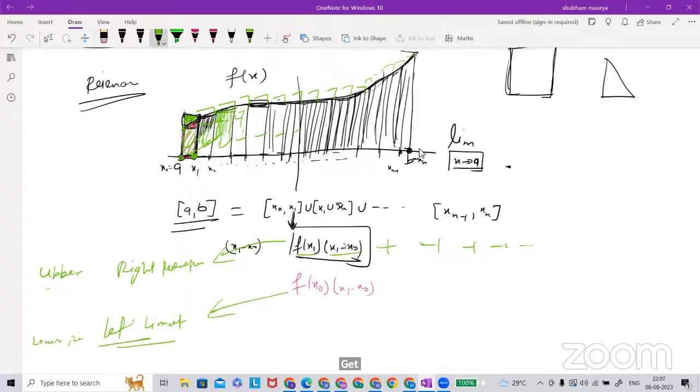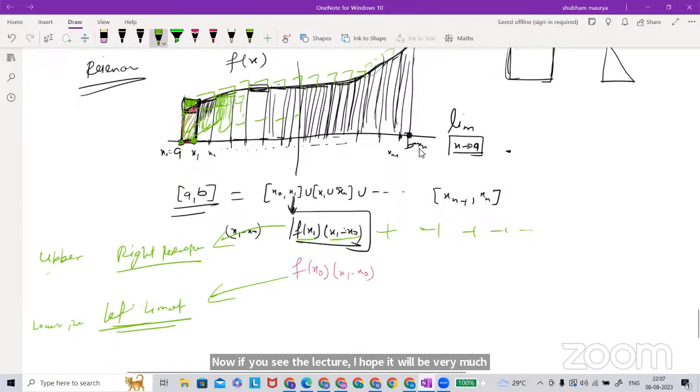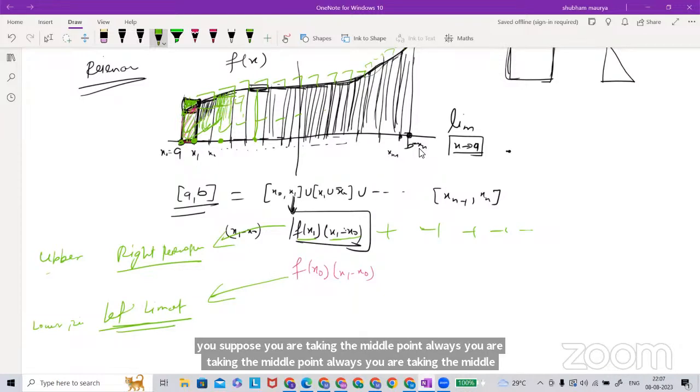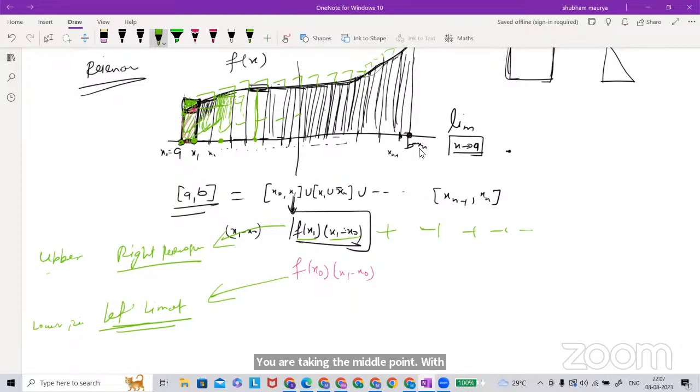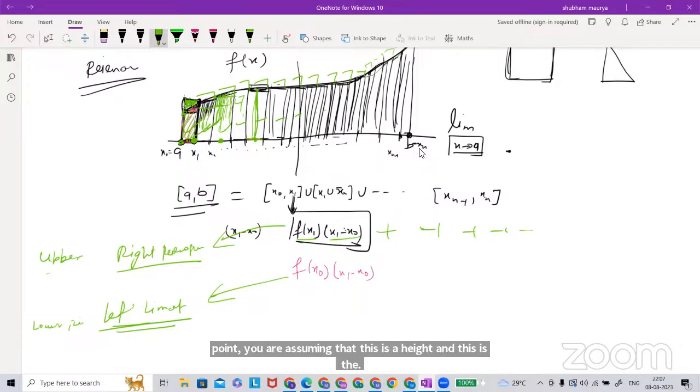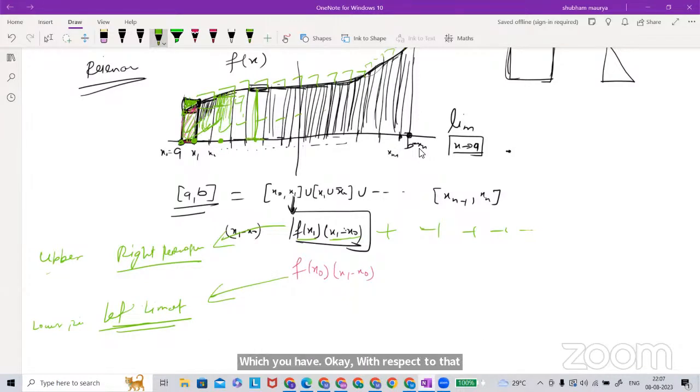Now if you see the lecture, I hope it will be very much clear to you. This side is called right and this is called left. And there is another one. What is that? Suppose you are taking the middle point, always the middle point. Suppose here or here, let's say we are here. With respect to this middle point, you assume that this is the height and this is the width you have. With respect to that, you will calculate. So let's say here is the middle one.